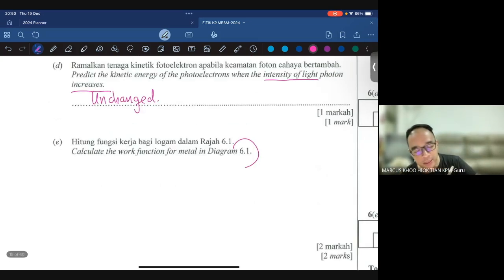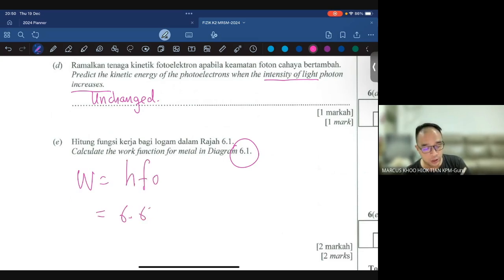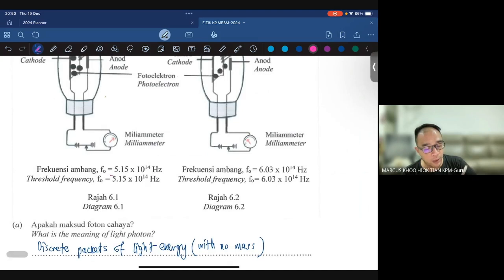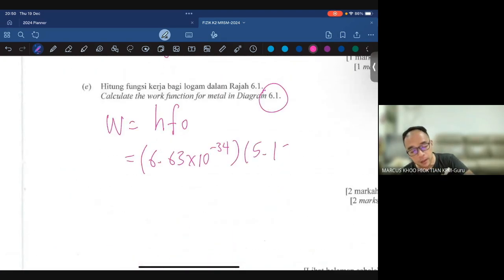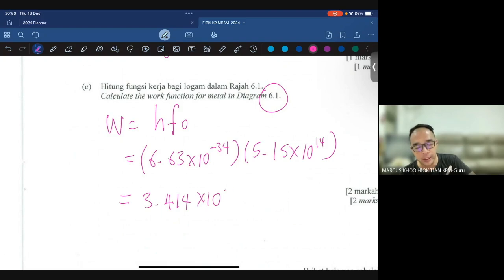Calculate the work function for 6.1. Work function is h times the threshold frequency. The h is 6.63 times 10 to the power of negative 34, which is given in the formula list. 6.1 is this, 5.15 times 10 to the power of 14. We get our answer, 3.414 times 10 to the power of negative 19. Because work function is a form of energy, it's still going to be joule.